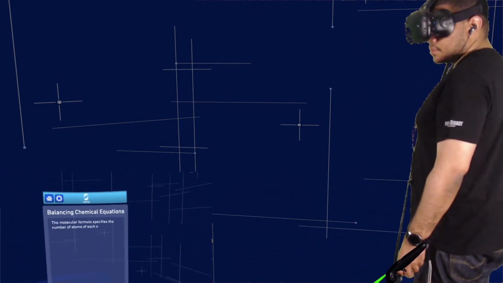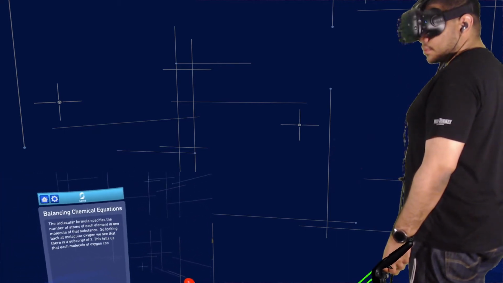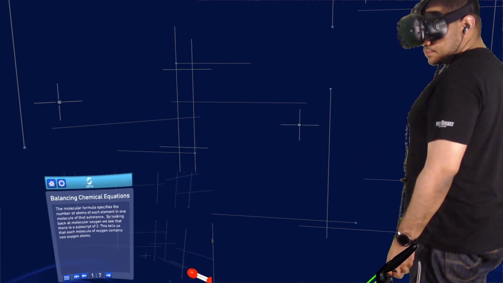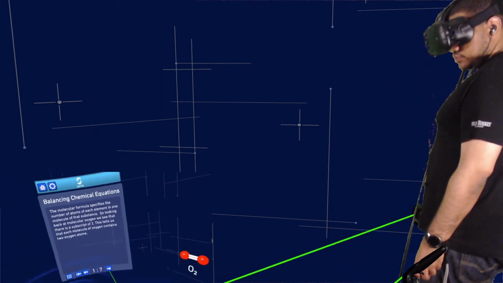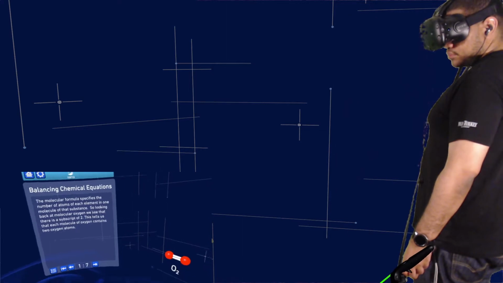The molecular formula specifies the number of atoms of each element in one molecule of that substance. So, looking back at molecular oxygen, we see that there is a subscript of 2. This tells us that each molecule of oxygen contains 2 oxygen atoms.